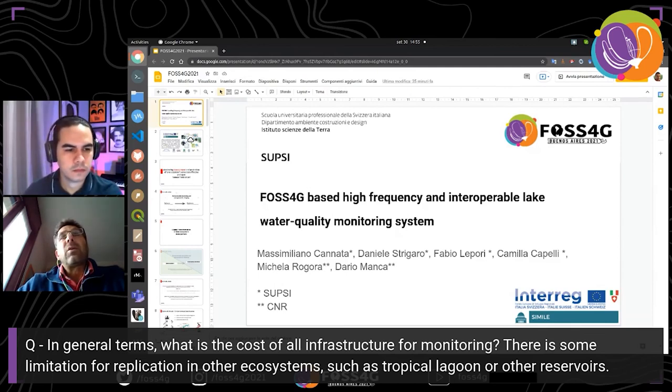And in a tropical lagoon, probably you will have more production of algae, so the maintenance of the sensors should be more frequent with respect to the alpine lake. But in general, there is no restriction. The sensors are widely available, software and everything is there.